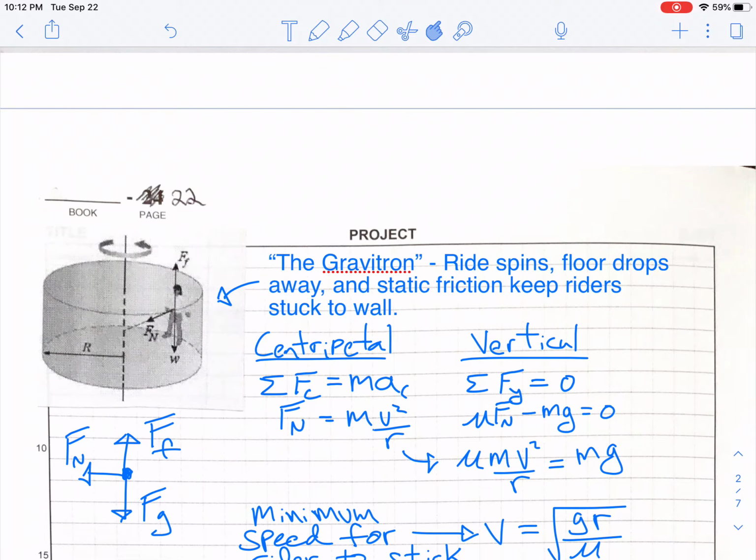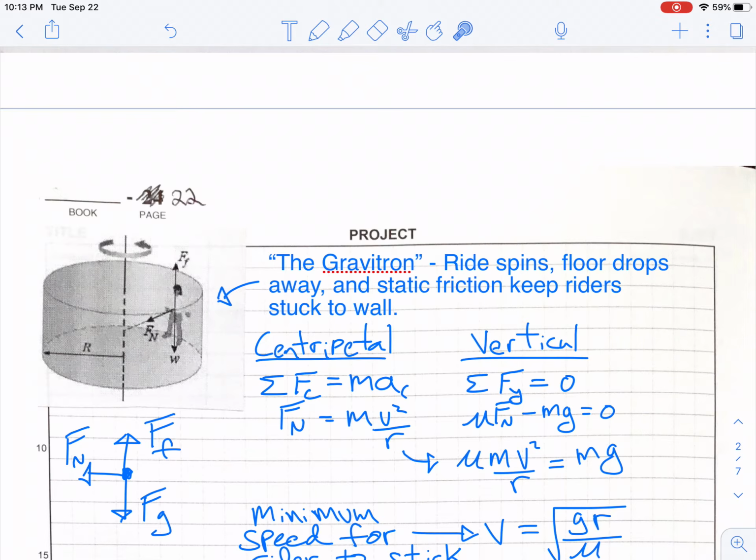Our free body diagram for the Gravitron is just three forces. They're all right there in the picture. Gravity down, friction up, normal force towards the center. The normal force provides the centripetal acceleration. The faster you spin, the greater the normal force is going to be, and the greater the normal force is, the more friction becomes. So at some speed, you're going to have a normal force that gets big enough that it provides enough frictional force to counteract gravity.